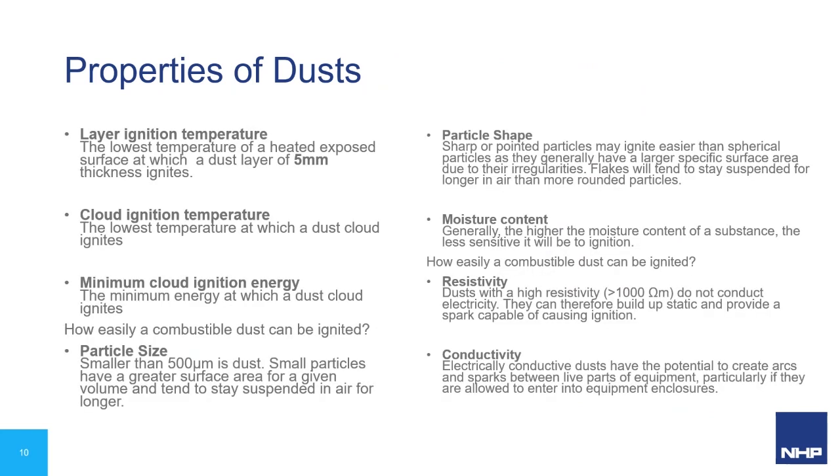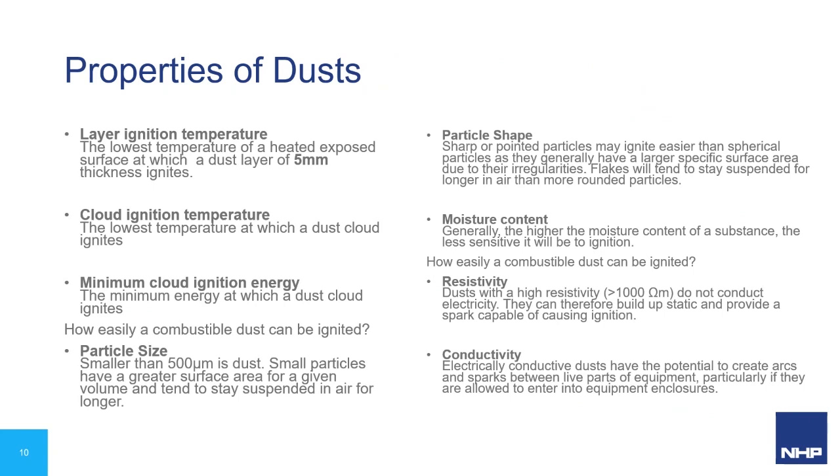So there's a few more properties of dust to consider to determine how volatile they can be, with a few temperatures to be aware of. So first off, if a dust layer accumulates on a piece of equipment, this means you run the risk of the equipment overheating to the point of the dust igniting. And this is known as the layer ignition temperature. We also have when the dust is kicked up into the air and becomes airborne, there is a temperature at which this can also ignite, which is known as the cloud ignition temperature. So it's just important to note here that these two temperatures can be completely different and there's no relationship between the two.